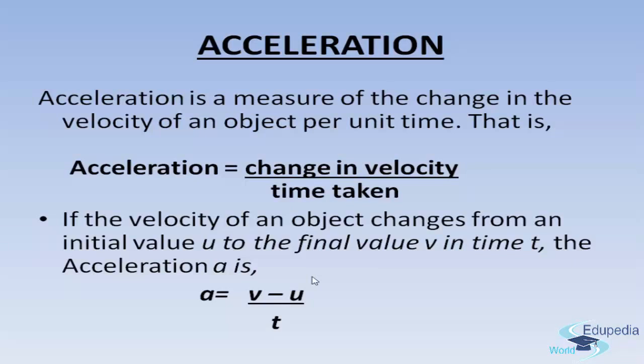Acceleration is given by a equals the final velocity minus the initial velocity, divided by time. Now there is one thing which you all must know. The acceleration can be positive as well as negative. When can it be positive? When the acceleration is in the direction of the velocity, it's called a positive acceleration. And when the acceleration is in the opposite direction to that of the velocity, then it is known as negative acceleration.